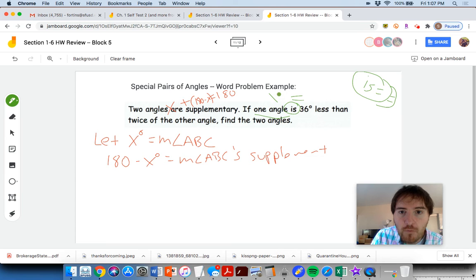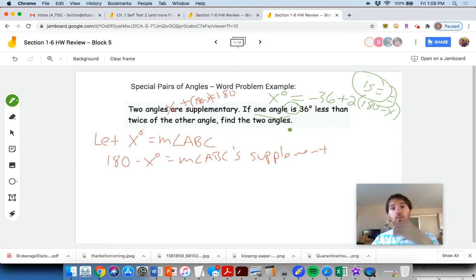If one angle, which we've already defined a variable of x degrees for, is, then we can put an equals in for is. x equals 36 less than twice the other angle. We need to figure out how to change that. That's probably the most confusing thing about this problem. So x equals, and I'm going to write minus 36 right here because we need to take away 36 from the right side. 36 less than twice the other angle, and here's my other angle right here. It's 180 minus x. So that's how I'd set up that equation.